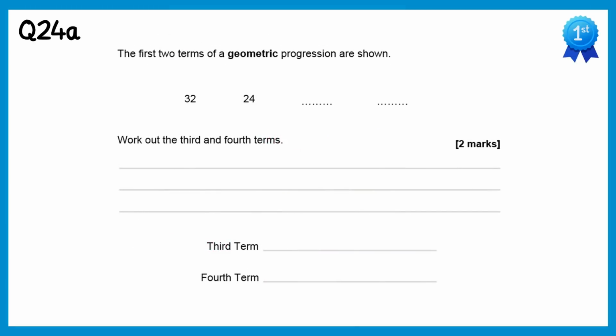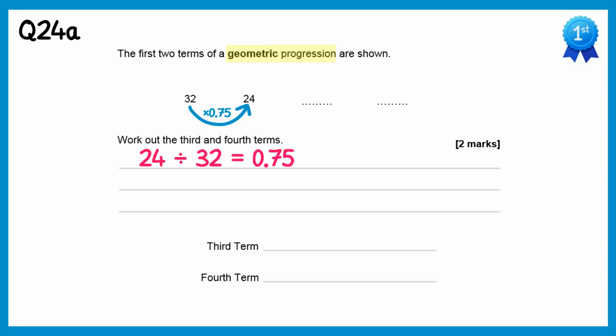For this question, we're told we're dealing with a geometric progression. For a geometric progression, to get from one term to the next, you multiply or divide by a number. To work out what number we're multiplying or dividing by here, I'm going to do 24 divided by 32, which gives you 0.75. This means to get from 32 to 24, I multiply by 0.75.